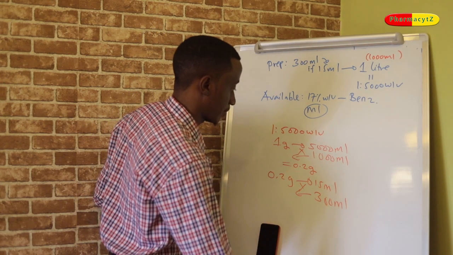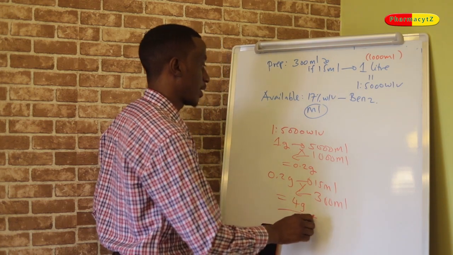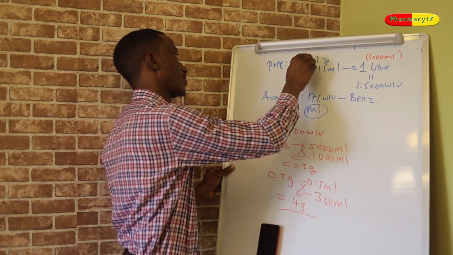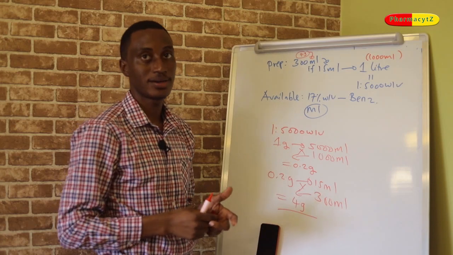Okay, this is equivalent to 4 grams. So 4 grams was the amount of benzalkonium chloride in 300 mils.